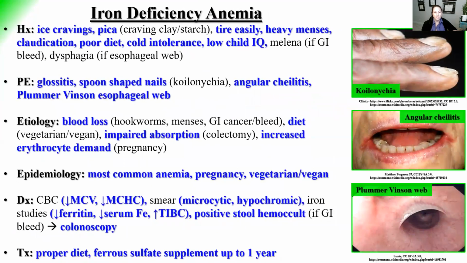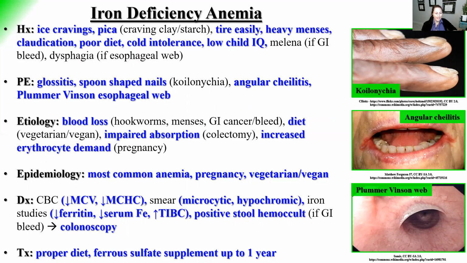Iron deficiency anemia is one of the most tested concepts on the boards for the hematology unit. In iron deficiency, there's a lot of history and physical exam findings that are pretty specific. So ice cravings, pica, is where the person will crave clay or starch because their body is craving that mineral. They tire easily. They may have heavy menses. That could be the cause of this.